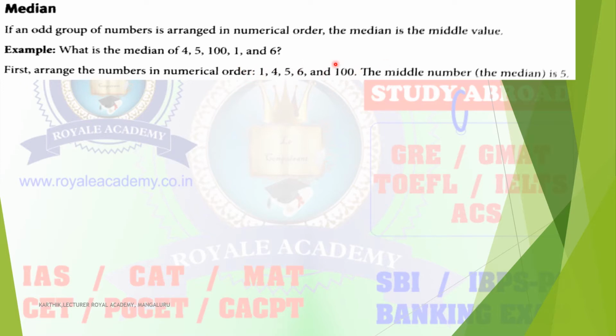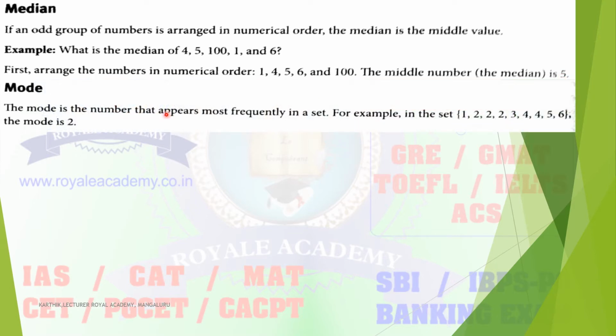So in that series the middle number is nothing but the median. Which one is the middle number? In total how many digits are there? 1, 2, 3, 4, 5. Five. In that, the third digit is the median. Middle number is median, so that is 5.